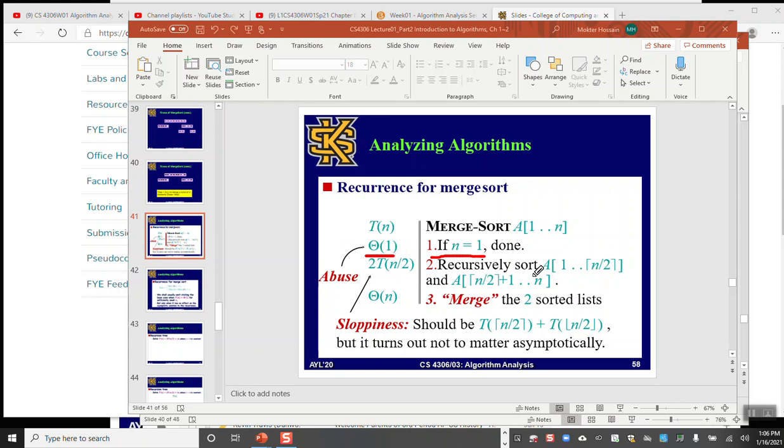Okay, and then every time we recursively split the list into halves, right? How many halves do we have? 2 halves, right? And every time we split n by 2, so the complexity will be split by n by 2. And then for the merging part we have theta n, right? So then the total complexity will be 2 T(n/2), this is constant.